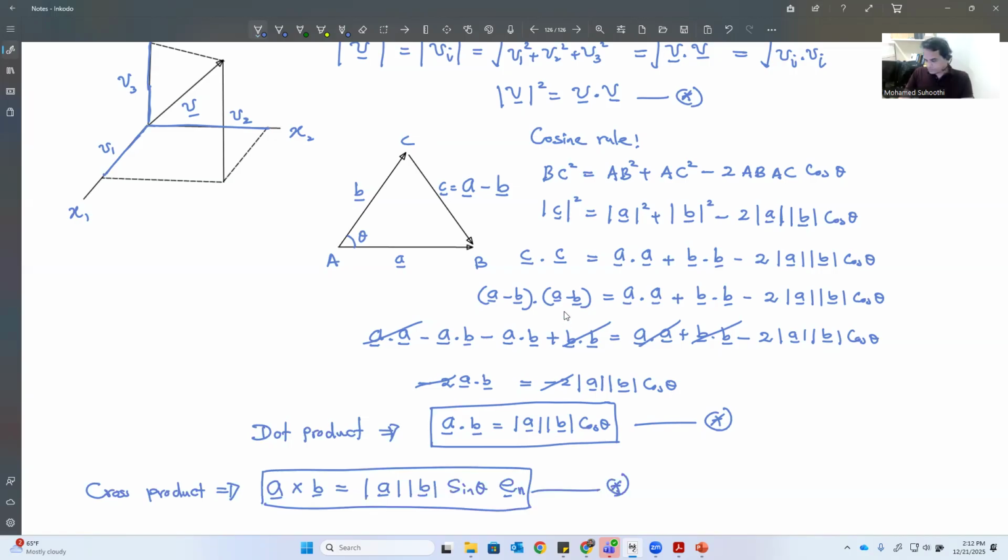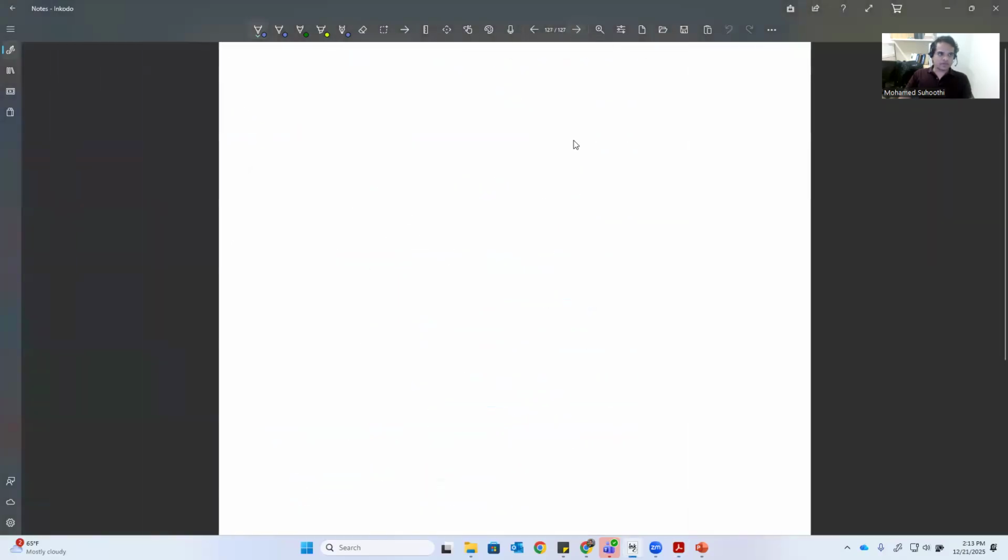Now, what else? Okay, I explained to you the dot product and this one. Next, let's understand the geometric representation of these two. Let me move to the next one. Here, let's take the dot product. What is the actual physical meaning of the dot product?